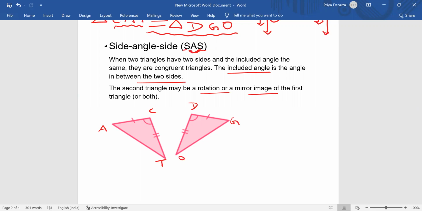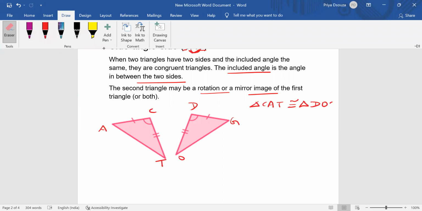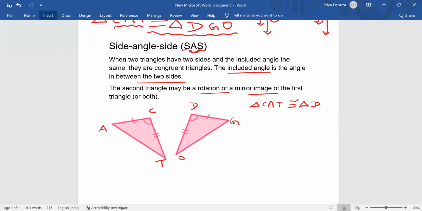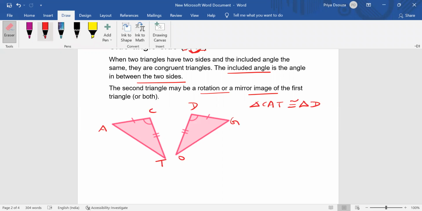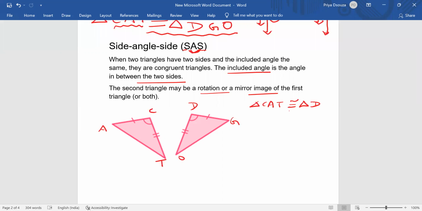So how do I establish a symbolic correspondence? It's very important. Here, triangle CAT is congruent to triangle. Let me just write that down, whether it is this. We're not sure. I can say C because C is confirmed, because you see angle C is the same as angle D. It's the included angle, right? Angle C and angle D.